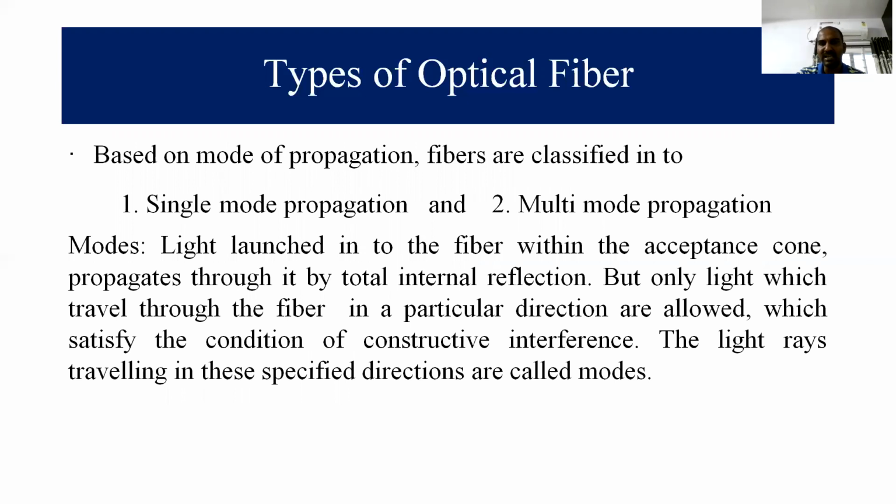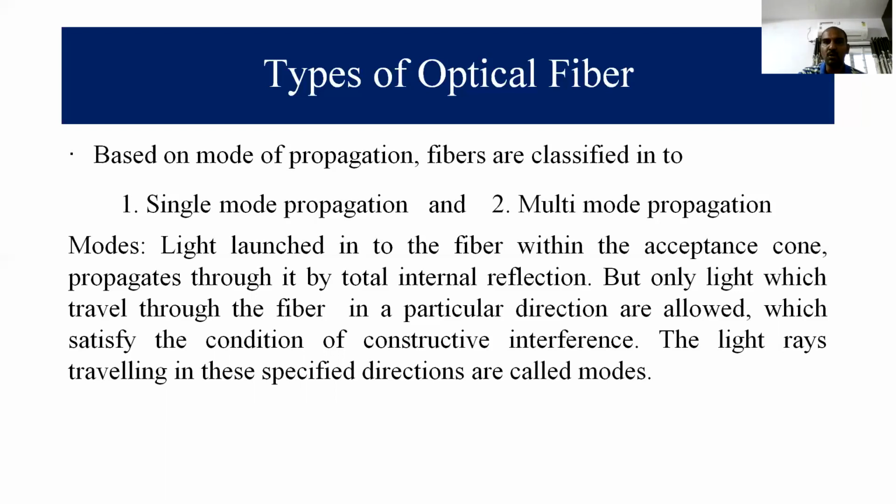Optical fibers are divided into two categories. One is single mode fiber or single mode propagation. Second one is multi-mode fiber or multi-mode propagation. What is meant by this mode? Light launched into the fiber within the acceptance cone propagates through it by total internal reflection. But only light which travels through the fiber in a particular direction is allowed, which satisfies the condition of constructive interference. Those light rays traveling in these specified directions are called modes.